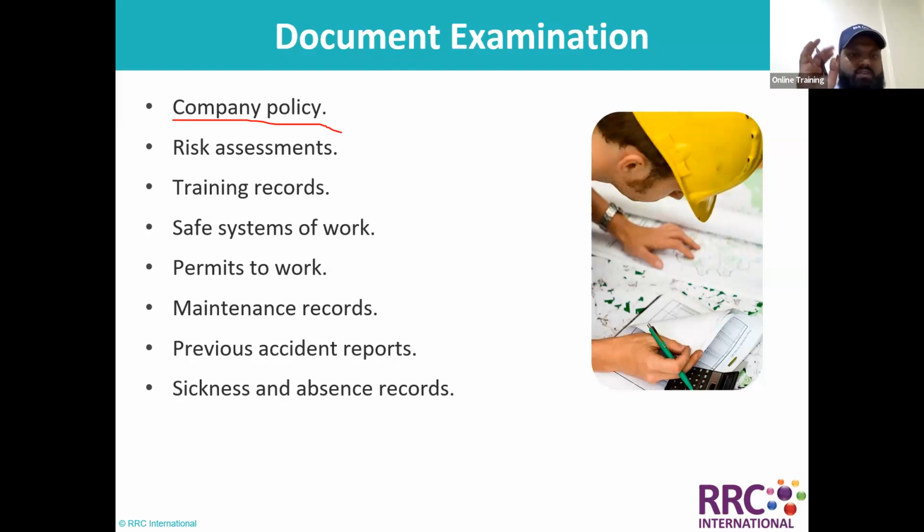Risk assessment is required. Training records are required, to show whether the person who is performing the job is trained or not. Most of the time, the people who are new make the mistake because they are not inducted well. Usually, production calls in people, maybe rentals, and just puts them on the job because they want production. And in a hurry, they make mistakes.